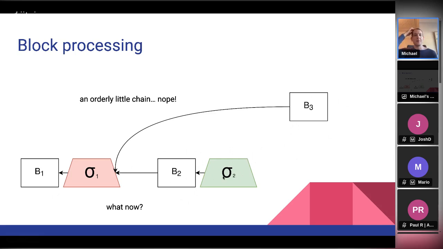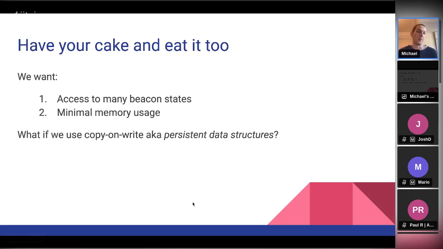So what we want to do is we kind of want to have our cake and eat it too. We want to have access to lots and lots of beacon states, or at least a handful, more than one, definitely. But we also want to keep memory usage low. So we don't want to just say, oh, well, each beacon state is 250 megabytes, so I'll just keep 100 of them, because that's going to use 100 times 250, which is like 25 gigabytes of RAM, right? So we don't want to just do the naive thing of having a million beacon states in memory.